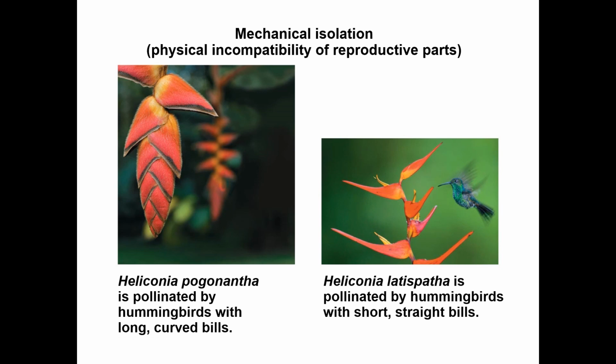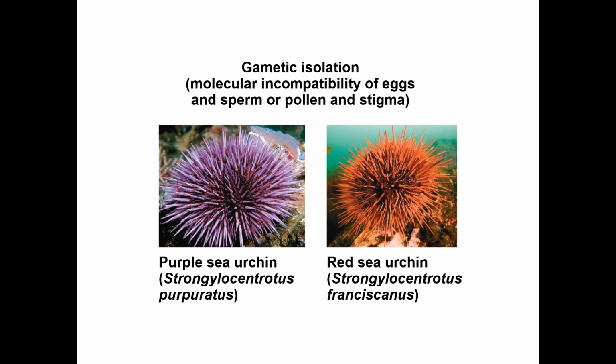And let's say we get all the way down to the end. We live in the same place, we're ready at the same time, we like the same things, and everything fits fine. But things just don't work out. That can be gametic isolation. This is when there's an incompatibility between eggs and sperm. And this is something that's very common for things like broadcast spawners, like these sea urchins here.